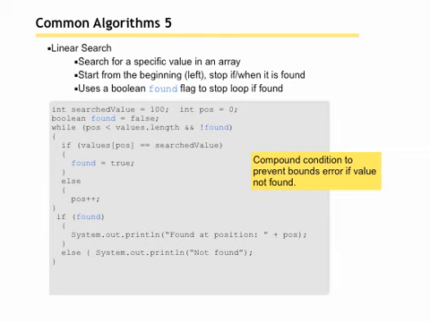Why? Because we don't want to say that it's not found or that it's found every time through the loop. We only want to say that when we're done looping. So then we have if found, System.out.println found at position pos. Else, System.out.println not found.